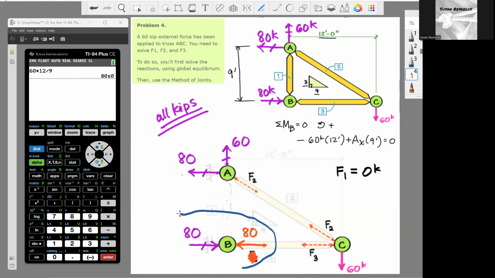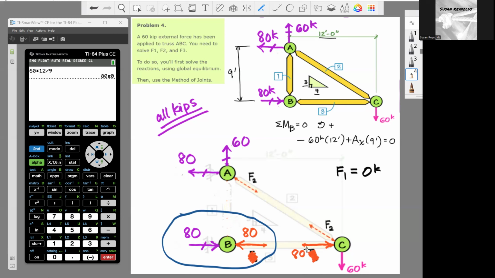Node B, or joint B, is fully solved. So now I'm ready to move to another nodal equilibrium problem. Let's use Newton's third law. So what this 80 vector, 80 kips, tells me is that member 3 is pushing on B. Therefore, it also pushes on C. If the member is in compression, all it can do is push. So we also have 80 right there.